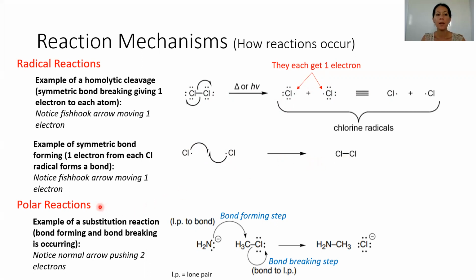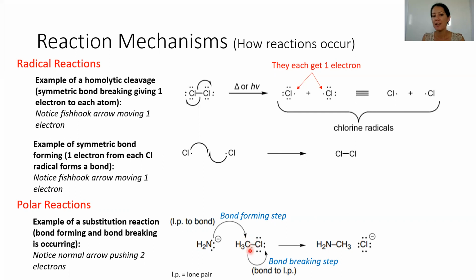The other type of main reaction is a polar reaction. This is the majority of what you'll see. Here's a substitution. I'm going to start with NH2 minus, a very strong negative charge, and that lone pair is going to go attack the C. The reason is that C is partial positive because of the electron withdrawing chlorine.